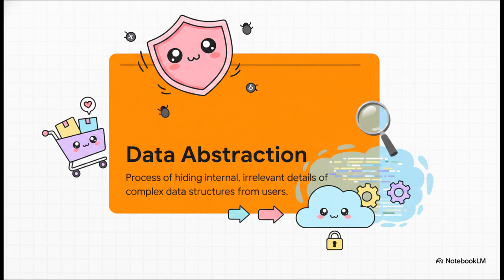Think of abstraction kind of like a protective shield. Developers use this process to deliberately hide the internal, completely irrelevant complex data structures from the user. Like, when you check out of an online store, you don't need to know how the server is allocating bytes on a hard drive, do you? No way. Data abstraction keeps those scary technical details safely hidden away behind the scenes so you can just focus on what you actually need to do.